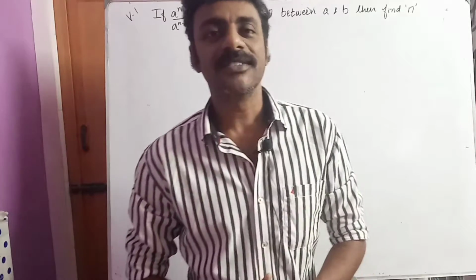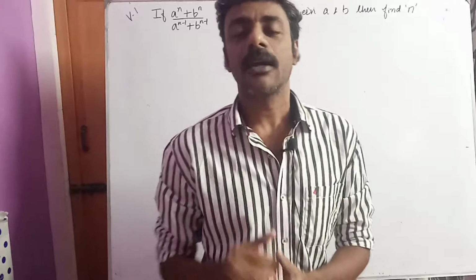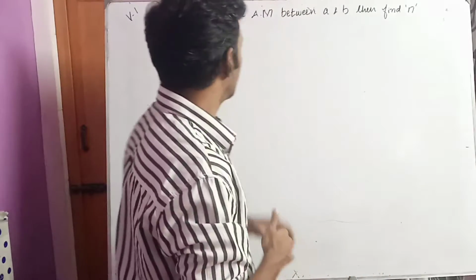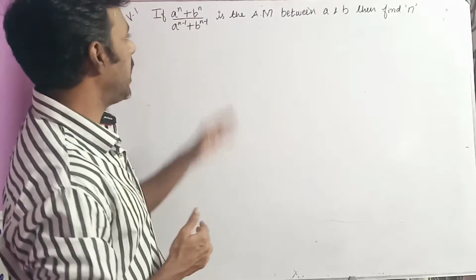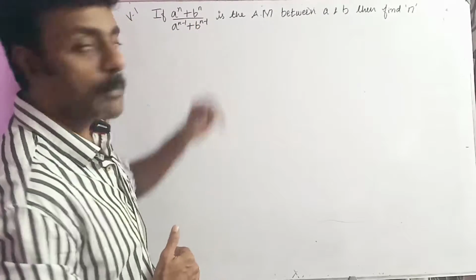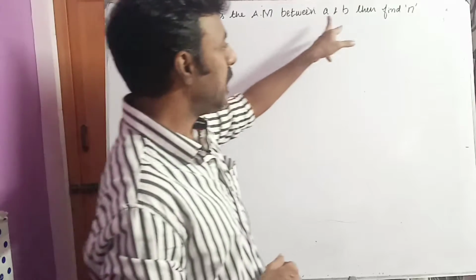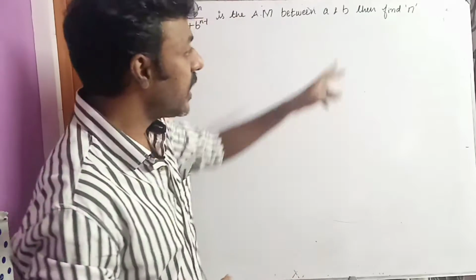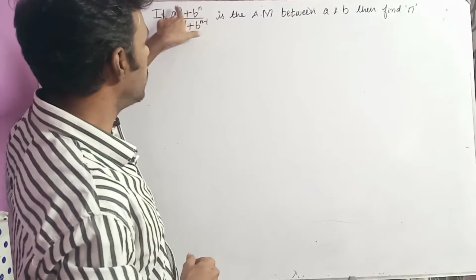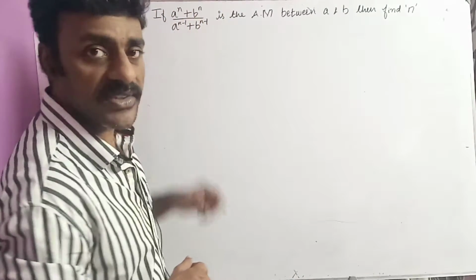Today we are going to discuss a new problem that comes under the chapter sequence and series. The problem is: if (a^n + b^n) divided by (a^(n-1) + b^(n-1)) is the arithmetic mean between a and b, then what is the value of n? n is the unknown value present in this expression.